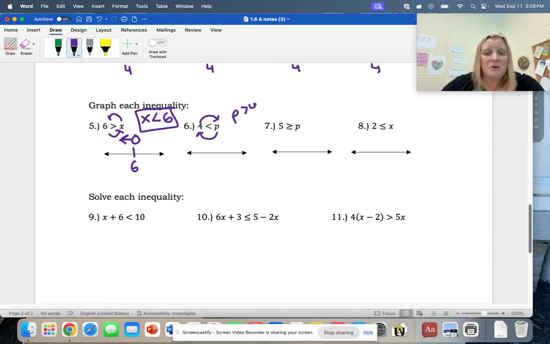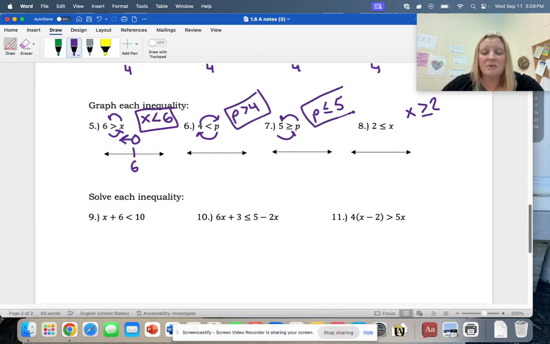So that's what we're going to do. We're going to swap places with the P and the 5, and then the X and the 2. And then we just flip that sign around. So these are my new problems. This is what I want to graph.